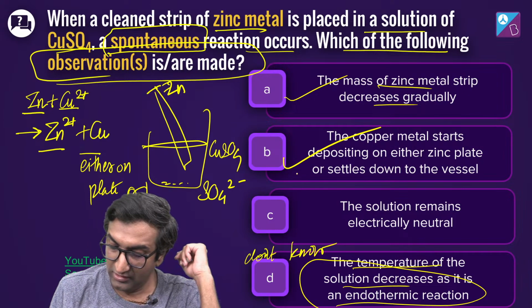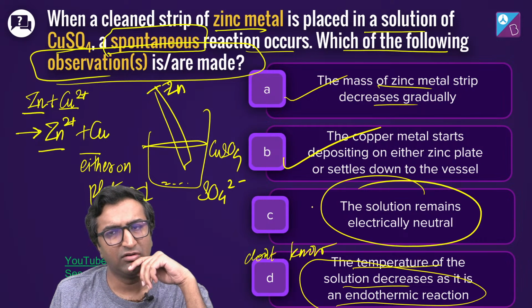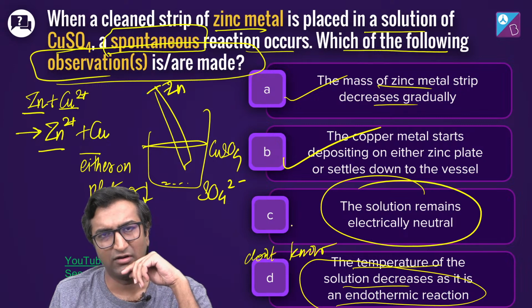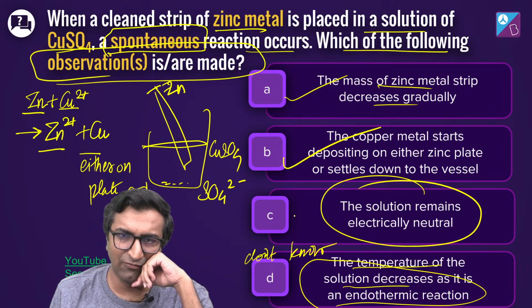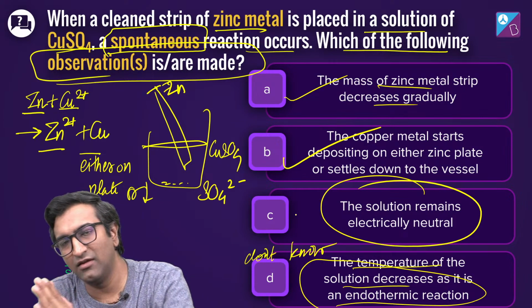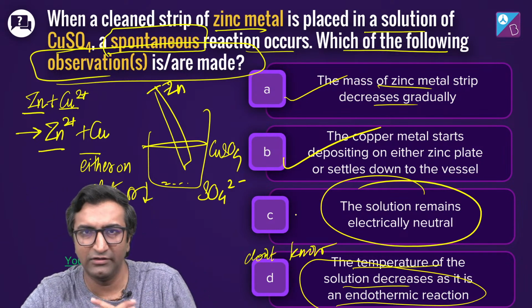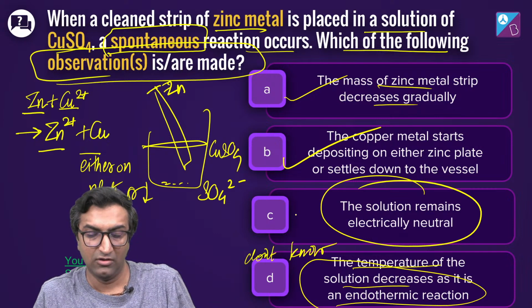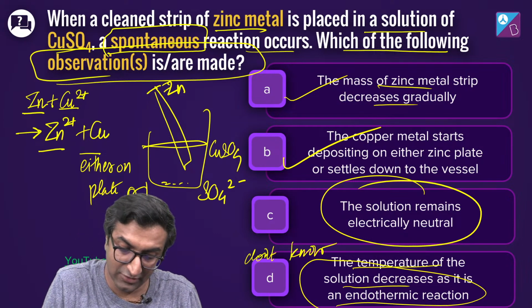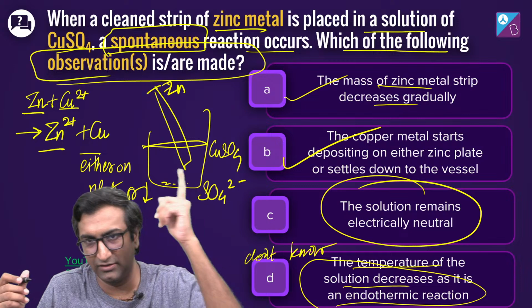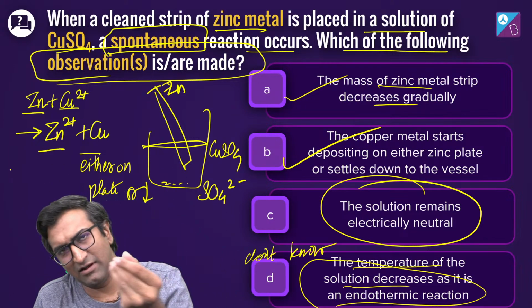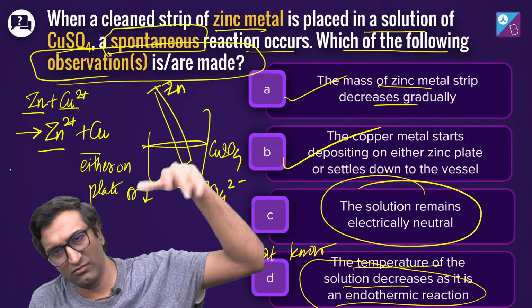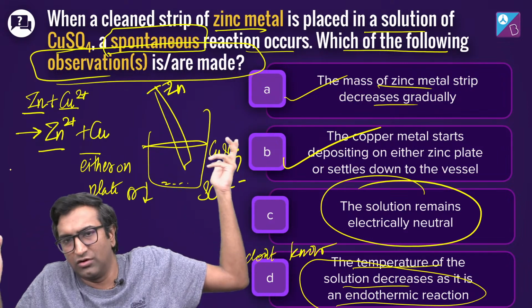What about this one? The solution remains electrically neutral. Yeah, of course. Why would it not? Why would it not remain neutral? Well, if I had some way of moving electrons out, then maybe it may not remain neutral. But यहाँ पे तो जो भी electron बन रहे हैं, this is the overall reaction, right? This is the overall reaction. जो भी electron निकल रहे हैं, the same electrons or similar electrons are being consumed by copper. So it is neutral. Nothing.